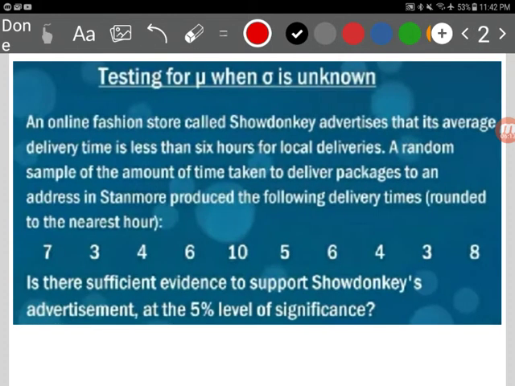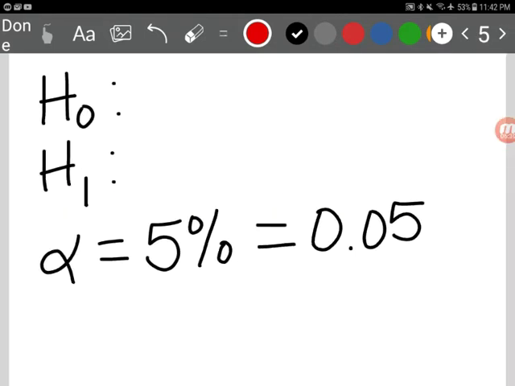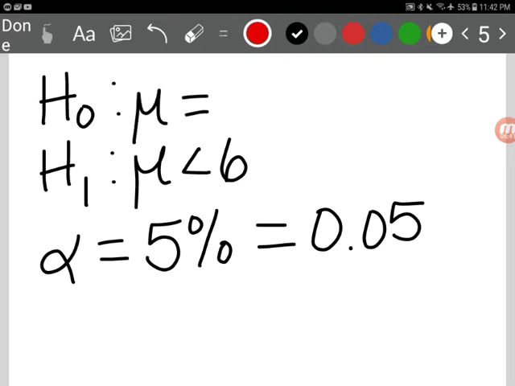The easiest way to identify the null and alternate hypotheses is to look at the alternate hypothesis. The given information is going to tell us what the alternate hypothesis is. It says the average delivery time is less than 6 hours. That right there will be our alternate hypothesis. And our null hypothesis will be the mean is equal to whatever value was given to me, which is 6.